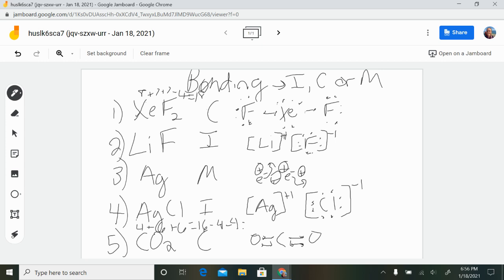So 16 minus 8 brings us to 8, which means we have 8 left over. Carbon has 8 around it because of the electrons in the bonds. So we're going to put the remaining 8 on oxygen. And now oxygen also has 8. Everybody wants 8. We used the remaining 8, and now we're at 0. So that's just a quick recap of bonding, ionic, covalent, or metallic.